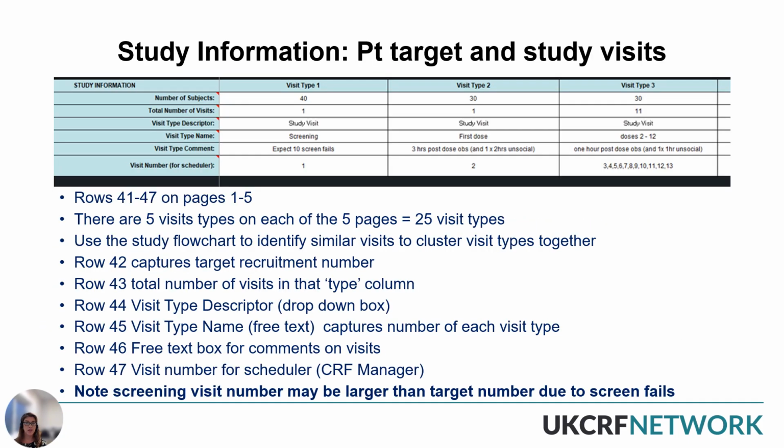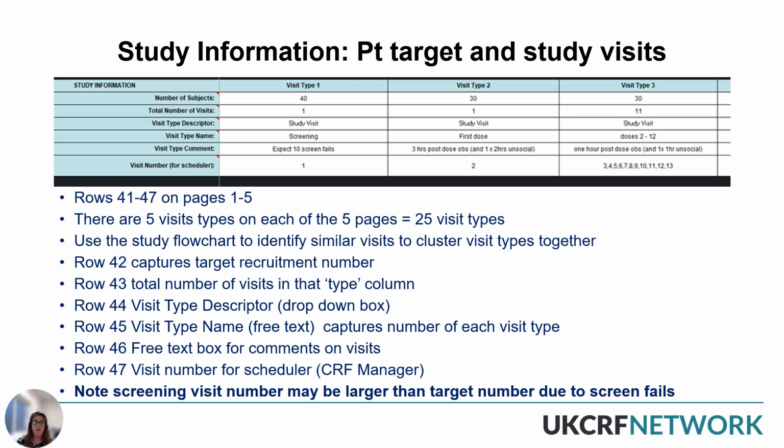We then move on to the study information. Now, this is our patient target and the study visits. Now, this information, the number of subjects and the total number of visits, is essential. As I said earlier, the tool won't calculate properly without knowing how many patients and how many visits we're going to be doing those activities for. You'll find this section on rows 41 to 47 across pages 1 to 5.